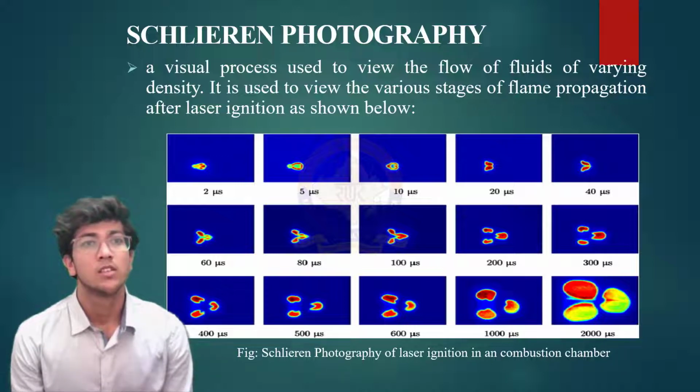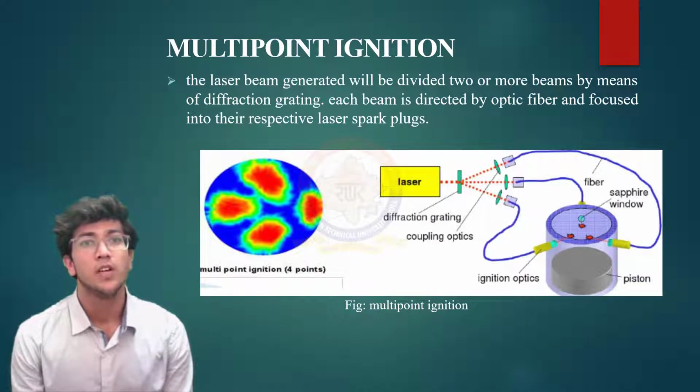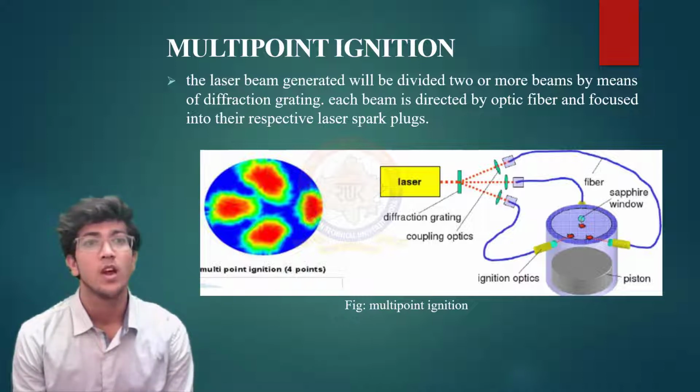Multi-point ignition. The laser beam generated will be divided into 2 or more beams by means of a diffraction grating. Each beam is directed by optic fiber and focused in their respective laser spark plugs. Sometimes the conventional electric discharge ignition system performs well at normal operating conditions. However, igniting lean mixtures requires significantly higher spark energy with multi-point ignitions.